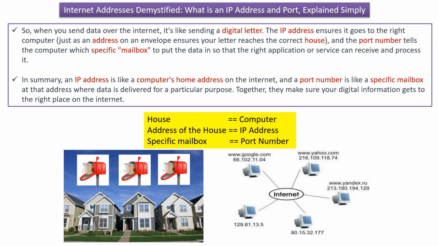In summary, an IP address is like a computer's home address on the internet, and the port number is like a specific mailbox at that address where data is delivered for a particular purpose. Together they make sure your digital information gets to the right place on the internet.